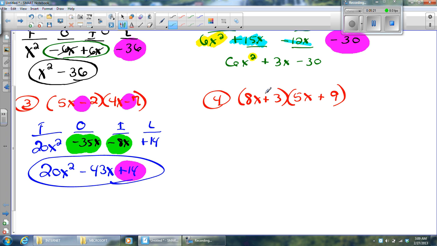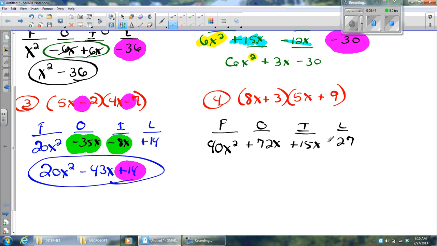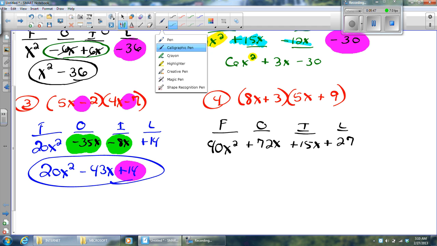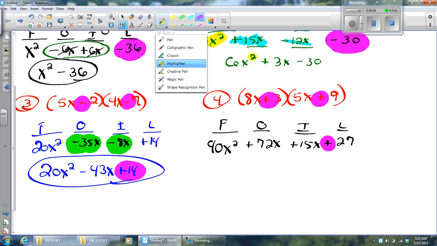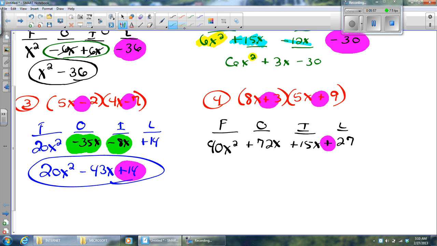Let's do problem number 4. Hopefully you've already done it. My first's 8x times 5x, 40x squared. Okay, my outer's 72x. It's positive. My inners are going to get me a positive 15x. And my last are going to get me a positive 27. And just to show you it's consistent, I had a plus, and my last term ended up being positive, didn't it? Now, Mr. Lawrence, make sure you don't forget to combine your like terms.